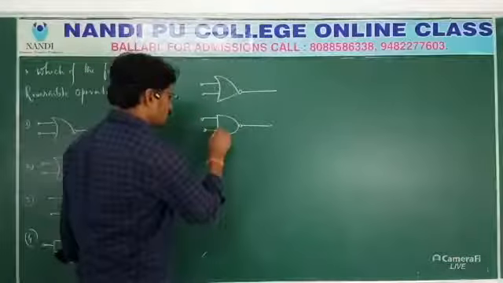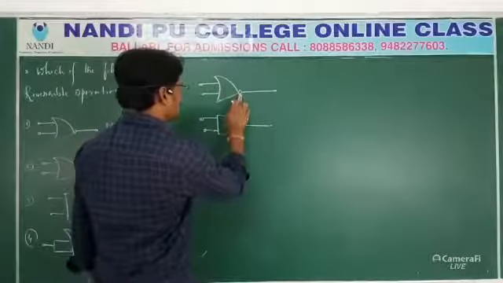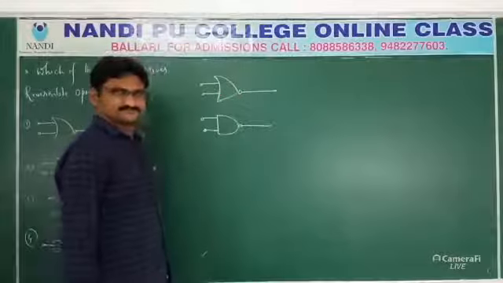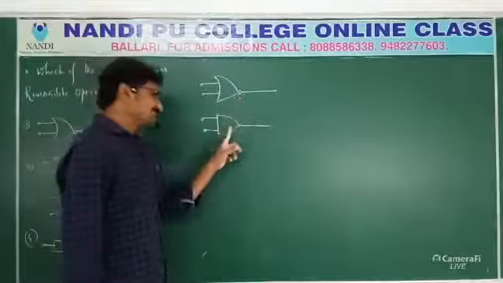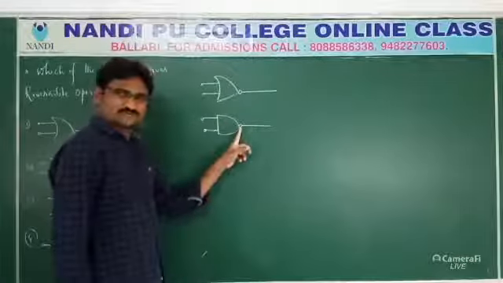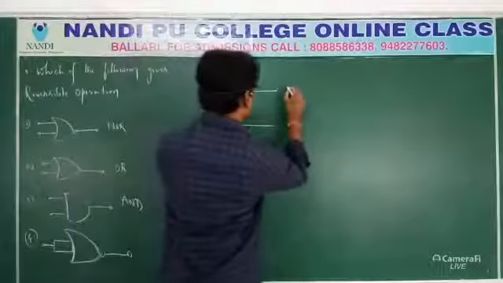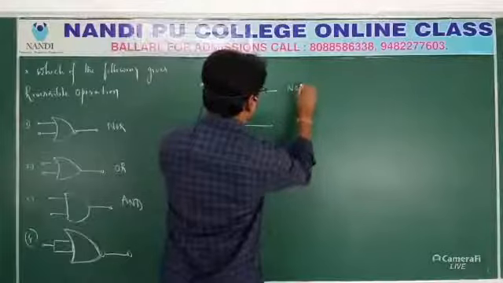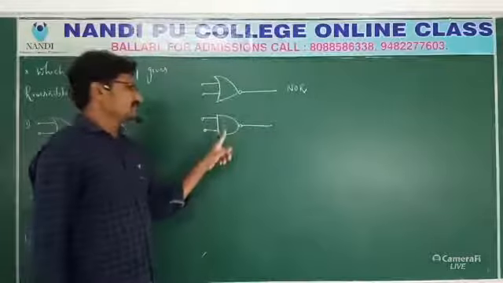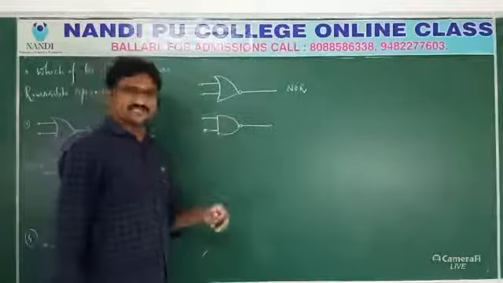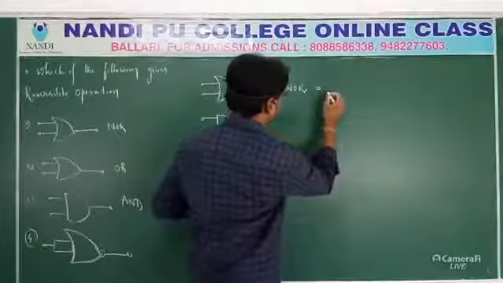Actually, this operation is what? OR plus NOT. Sorry, OR plus NOT. It is what? AND plus NOT. This symbol represents NOT. So this gate, generally what I am calling, is a NOR gate. So you know what the operation for the NOR gate is? The NOR gate operation is generally what?